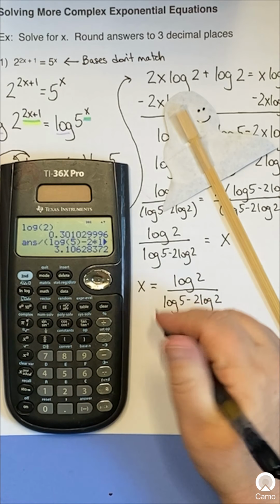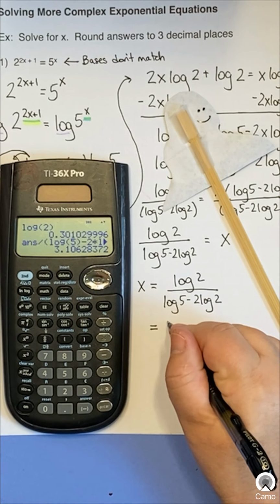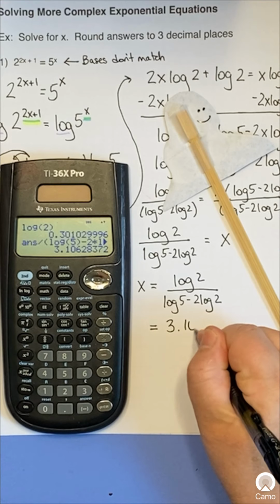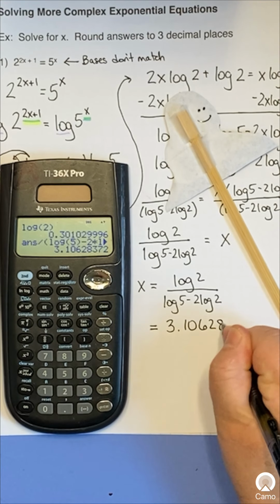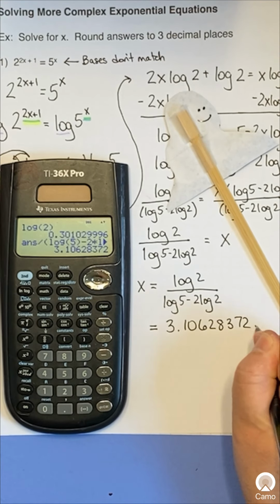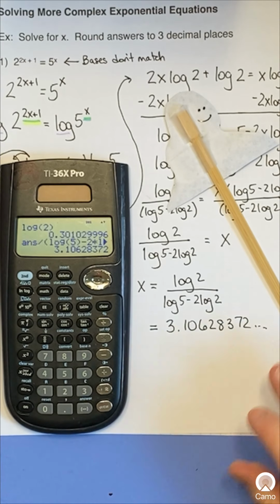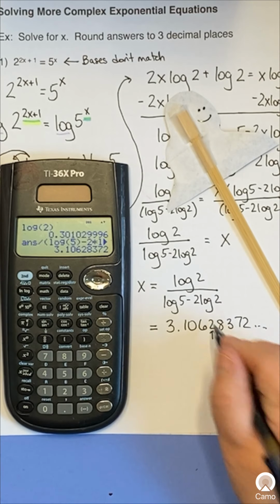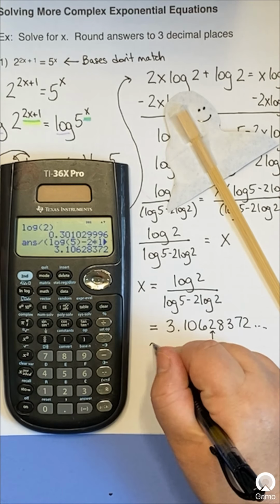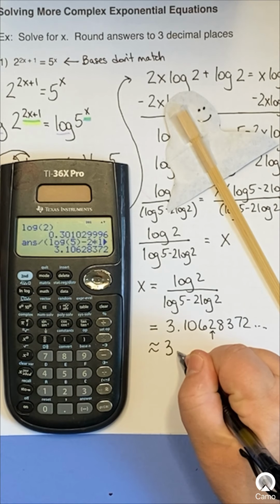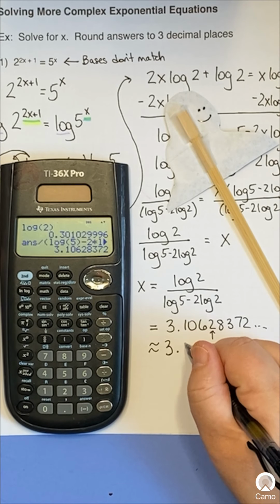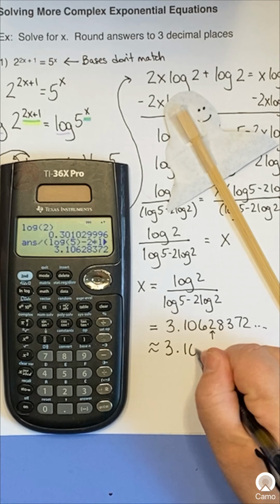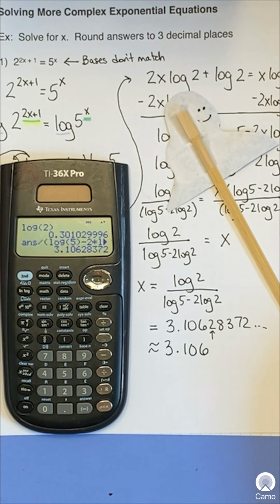And that is 3.1062837 something else. And up here it says 3 decimal places. So 1, 2, 3, and I look at the 2 and I see that it's small. So I can approximate it with 3.106. So what do you guys think?